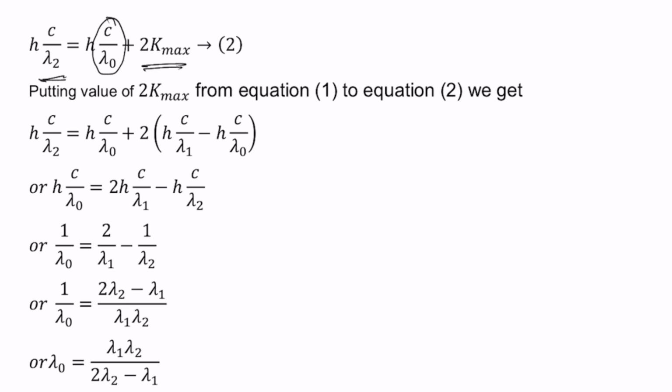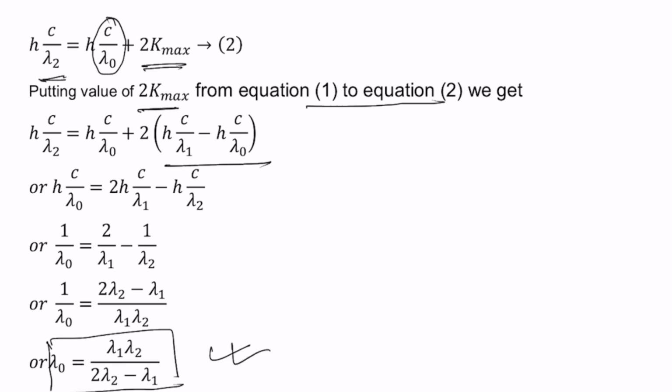Now putting the value of k max from equation 1 into equation 2. From equation 1, k max equals h c times 1 by lambda 1 minus 1 by lambda 0. Put this value in equation 2, and we find that lambda 0 equals lambda 1 lambda 2 by 2 lambda 2 minus lambda 1. So this is our answer. You can take a screenshot.